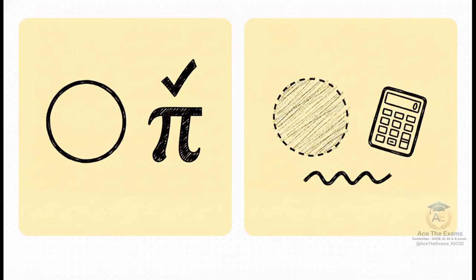Now, if the problem asks for an approximation, or if it doesn't specify formatting at all, the standard Cambridge rule is to calculate the decimal using the pi button on your calculator and round your final answer to 3 significant figures. That would give you 78.5 square centimeters. Always, always pay attention to the phrasing of the question. It is literally the difference between an A and an A star.